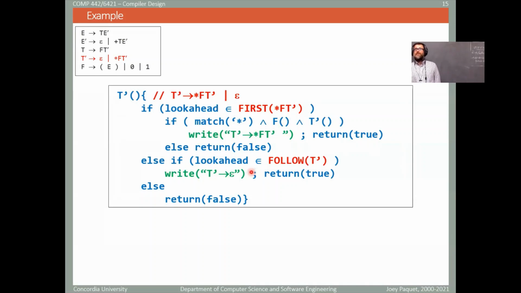One thing I didn't say is that if you don't have an epsilon rule, then you should not have this branch here. This branch should be there only if you have epsilon rules. If you put it there when you don't have epsilon rules, the parsing is going to be wrong.